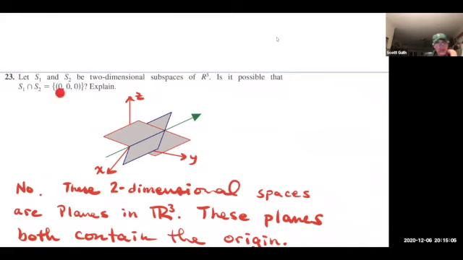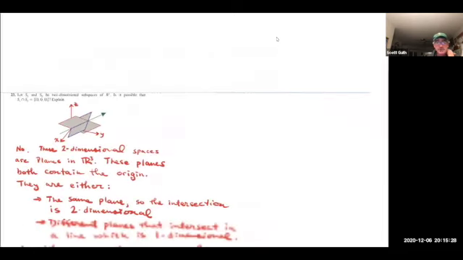0, 0, 0 is zero-dimensional and is spanned by nothing. You don't need a vector to span 0, 0, 0. Okay, it just doesn't go anywhere. So the intersection is either two-dimensional or one-dimensional, and in either case, that's a lot bigger than just 0, 0, 0, which is zero-dimensional. Okay, so that's sort of my argument here.